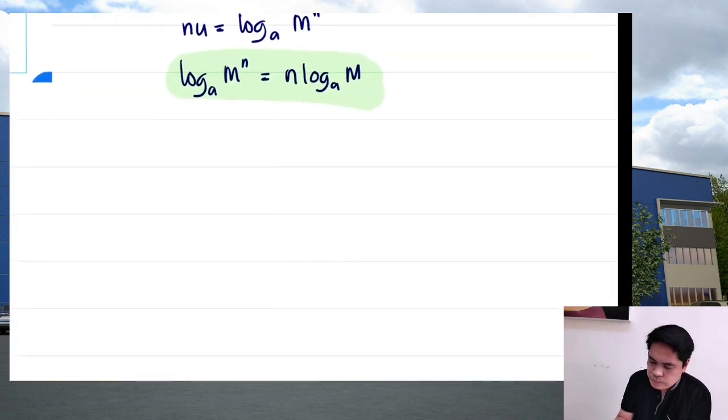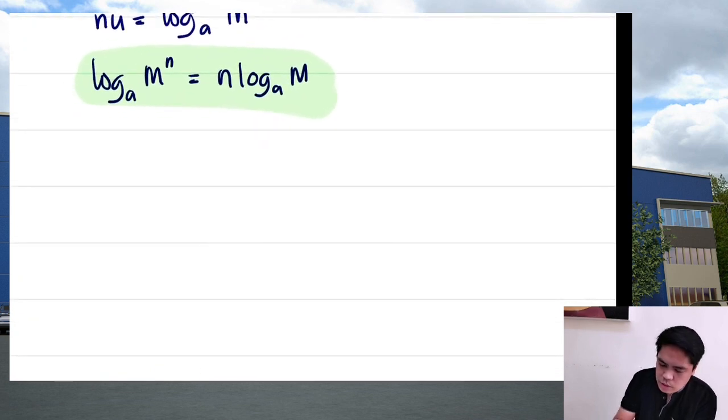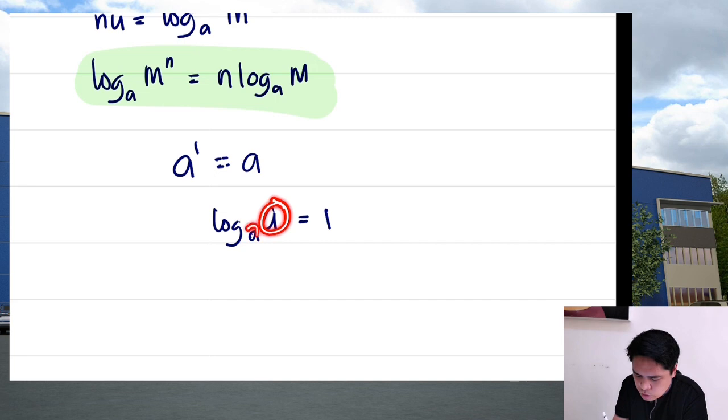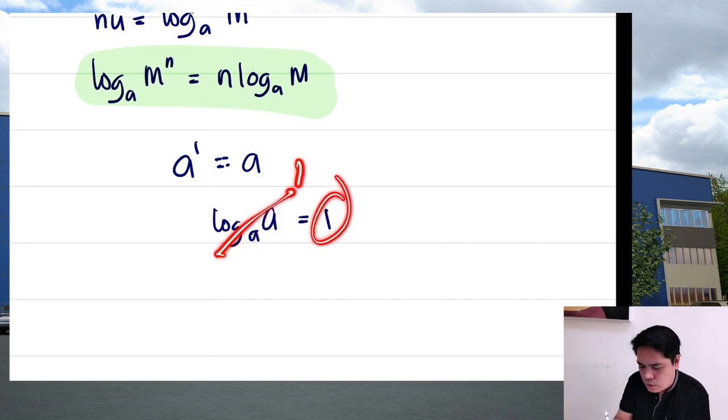Okay, another one. How about if we have a raised to 1? A raised to 1 is equal to a. So therefore, the logarithm of a to the base a is equal to 1. Pwede natin baliktarin, logarithm of a to the base a is equal to 1. Meaning, kung mag-logarithm tayo ng pareho ang number at saka yung base, that is just equal to 1.